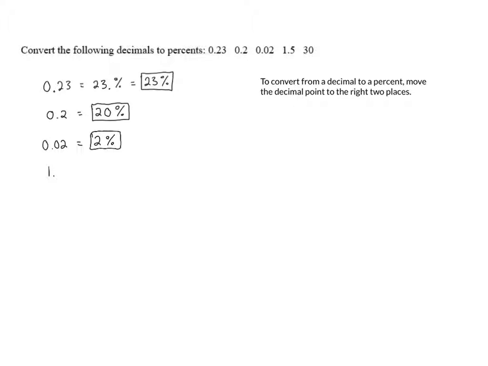Next, we have 1.5. Now, to move the decimal point to the right 2 places, we're going to actually need to have another 0 at the end. So I'm going to put 150. And if it starts between the 1 and the 5 and it moves to the right 2 places, that gives us 150. And so we get 150%.